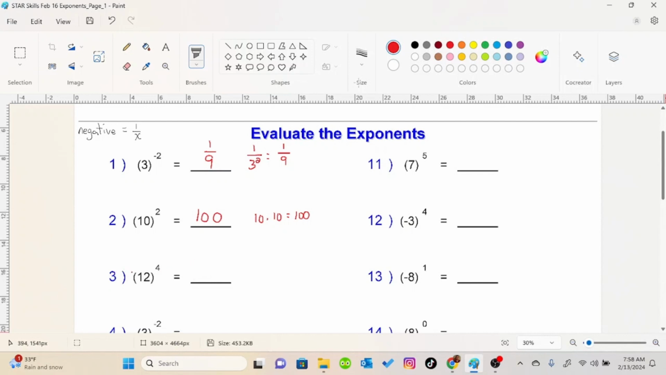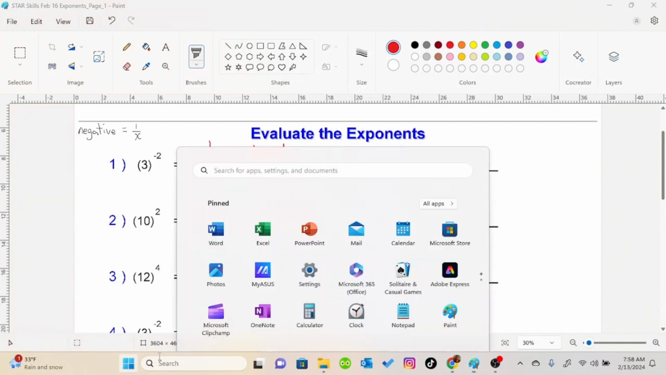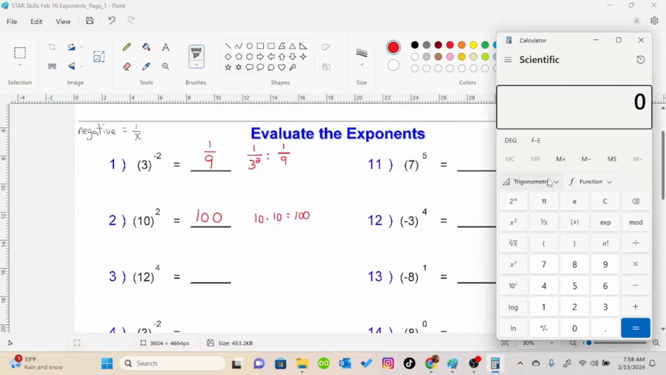Number 3, we have 12 to the power of 4. This means we're going to multiply 12 times itself 4 times. On a calculator, what you can do is type 12, and then you'll see this button that says x to the power of y. If you click that and type in the exponent, it'll tell you your answer: 20,736.